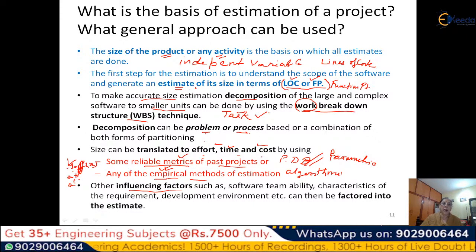There could be many factors like software team ability, characteristics of the requirement, development environment. The estimation methods will derive all this, and you have to take the effect of this into your estimation. So that is the general approach to the estimation. What we have defined is the basis. That's why I put it in blue. This whole part is your basis and this part is your approach.